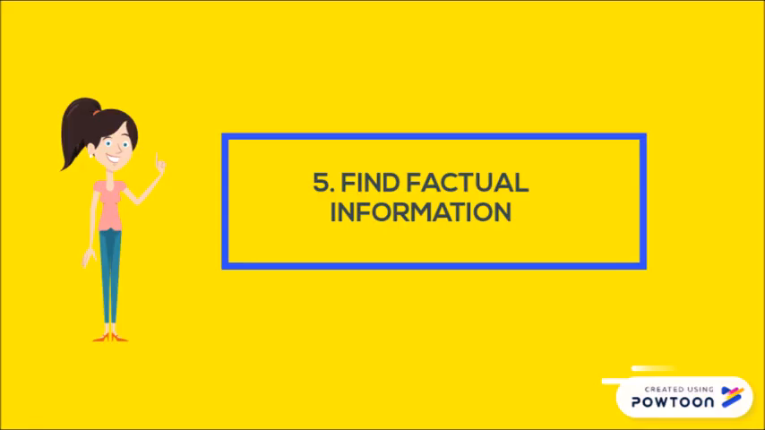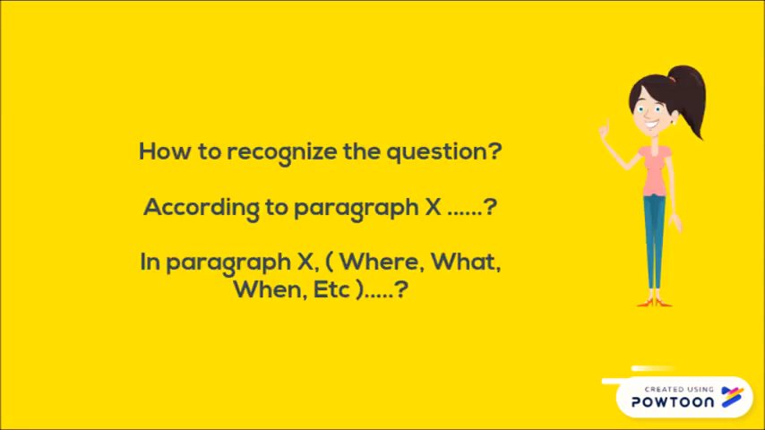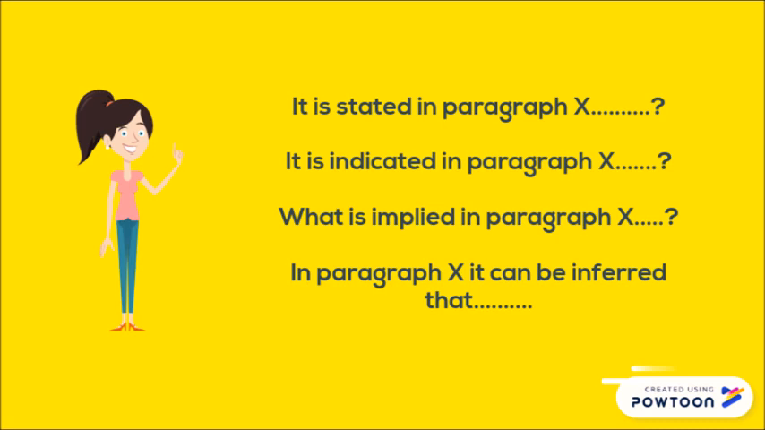Number 5. Factual information. How to identify those types of questions? Well, in those types of questions, there are some keywords to take into account. For example, "it is stated in paragraph 1", "it is indicated in paragraph 2", "what is implied in paragraph 3", "in paragraph 4, it can be inferred that". So, those are the keys in the questions.